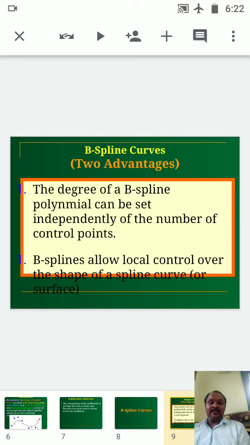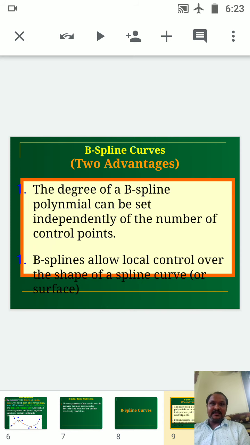Then only we can join the tangential lines continuously. Then every endpoint will give you the continued control points. But whereas in the B-spline, we can have any number of sets of control points. The B-spline allows local control over the shape of the spline curve or the surface curve. So it is very useful in surface design.